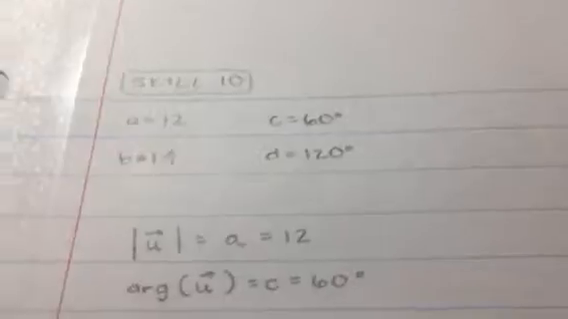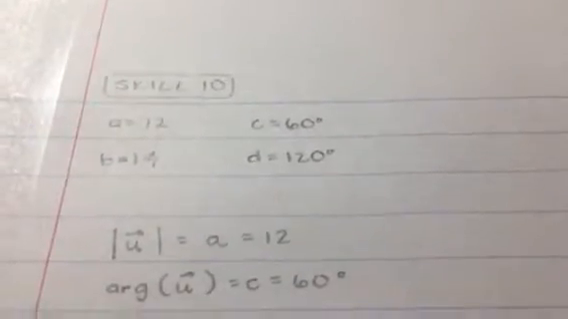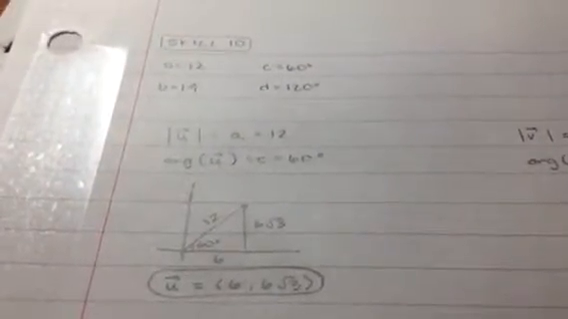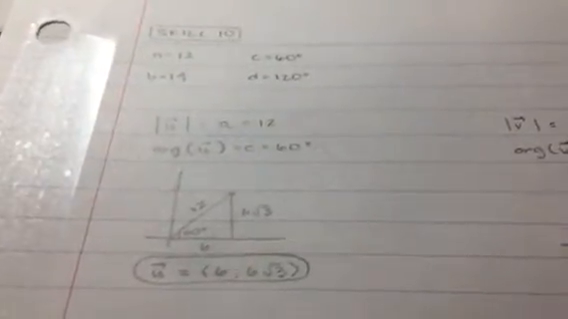So for skill 10, I started off by choosing two integers, a is 12, b is 14, and two angles, c is 60 degrees and d is 120 degrees. So for the vector u, the magnitude is a, or 12, and the argument or direction is c, or 60 degrees. So I just drew the vector with the magnitude of 12, and then I drew a triangle.